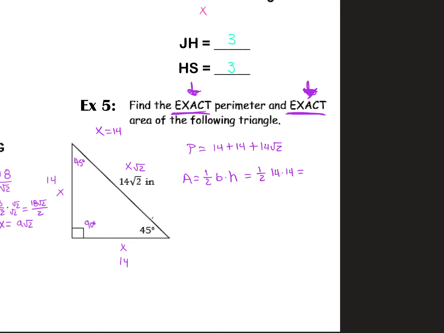And so when you end up working these out, it's going to be half times 196, which equals 98 inches squared. And then 14 plus 14 is 28. So 28 plus 14 radical 2 would be your answer there, inches. Okay. All right, on to the back side.